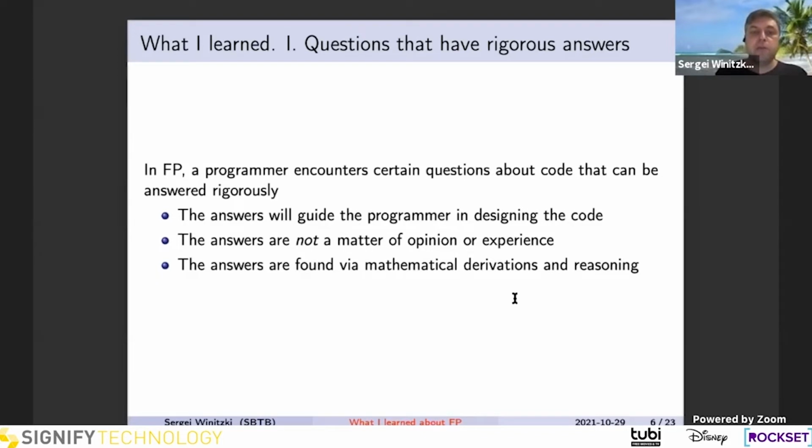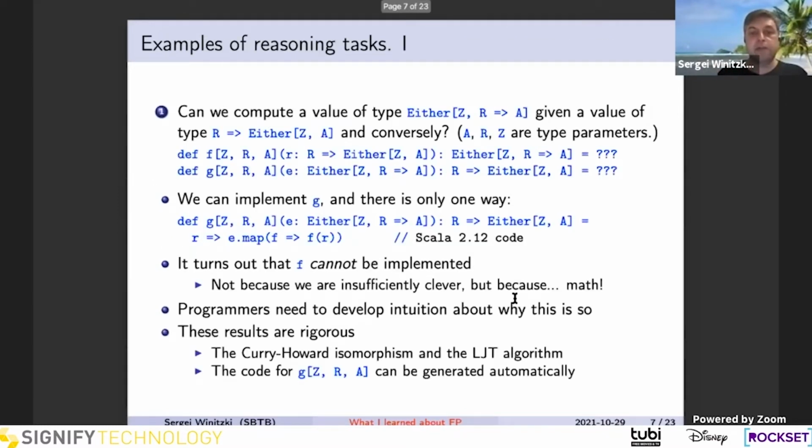So now, the first thing that struck me when I got into functional programming is that in functional programming, there are certain questions about code that can be answered rigorously, not a matter of opinion, but a matter of mathematical derivation and reasoning. And these answers are directly helpful when you write the code, when you design the types that your application is using. That's where those answers help you. So this is quite unusual because in other paradigms, like object-oriented programming, you don't have this.